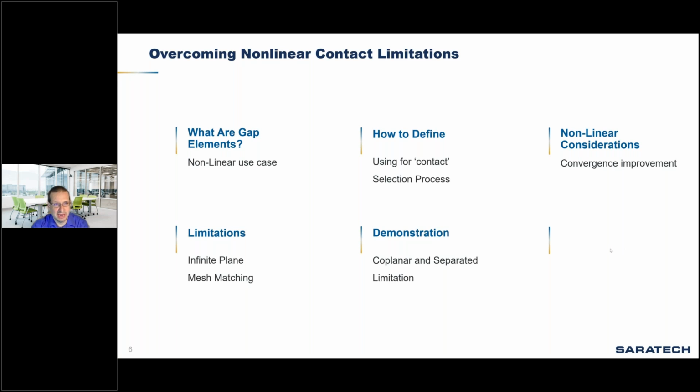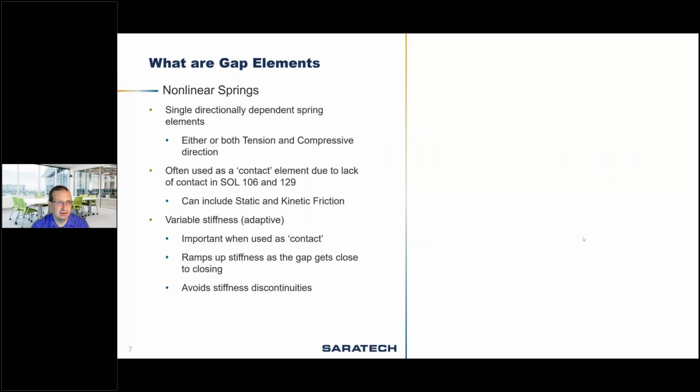So what are gap elements? To be more specific, they are simply nonlinear springs. They are directionally dependent, so we can use this in either tension or compression, technically in both. That advantage gives us the ability to use them as contact elements, especially since solutions 106 and 129, nonlinear static and nonlinear transient, do not have support for contact. We can even include static and kinetic friction.